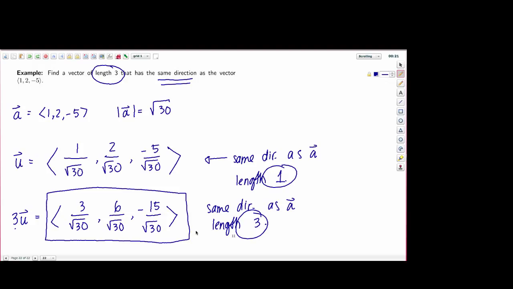And you can check, I'll leave you to do that, using your formula for the length of a vector that the length of this actually is 3.